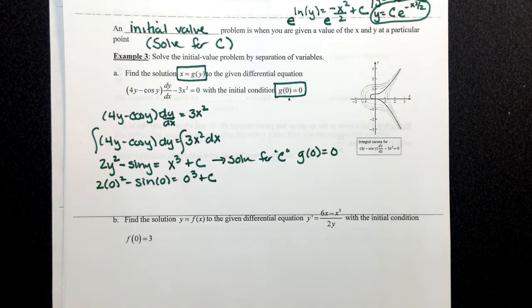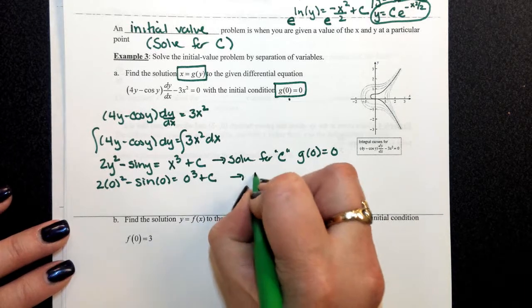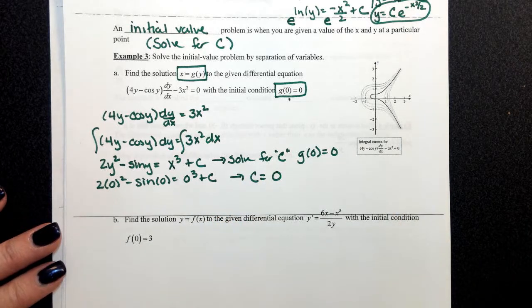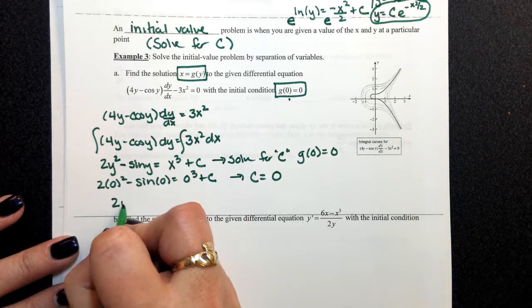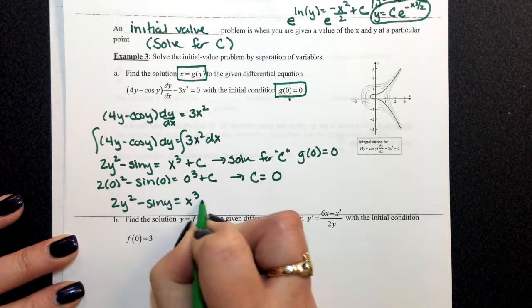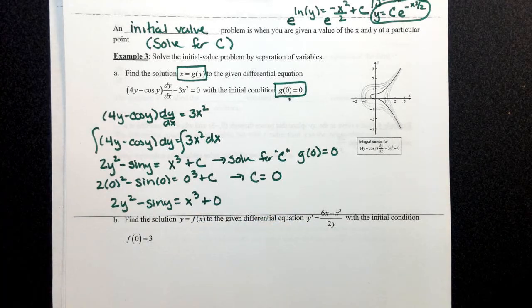What's sine of 0? 0. So then what's my c value going to be? C is going to be equal to 0. So then I have 2y squared minus sine y is equal to x to the third plus 0. Obviously, you don't have to write the 0, but I'm just showing you that's what you would do if it wasn't a 0. You'd plug it in.